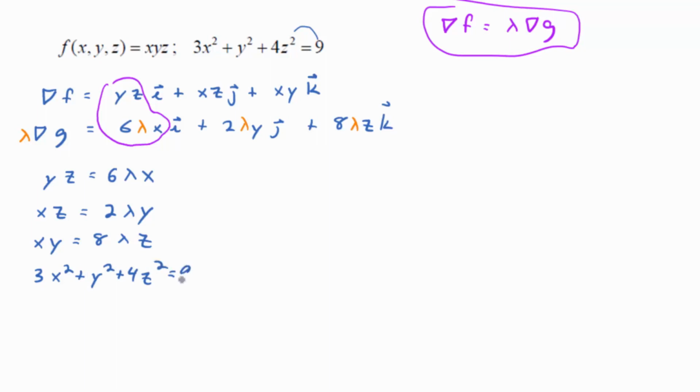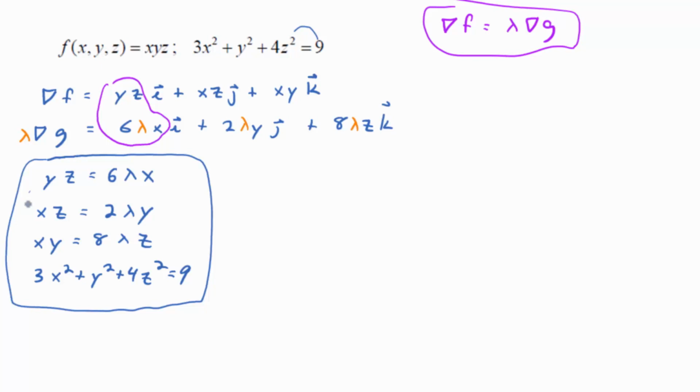What does that constraint graph to be? An ellipsoid. I like an elliptic sphere. That's interesting. That's what an ellipsoid is. It's a stretched out sphere, right? Or that's one way to look at it.